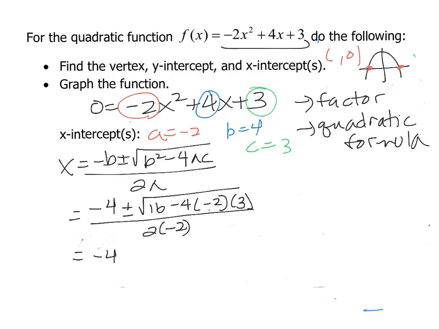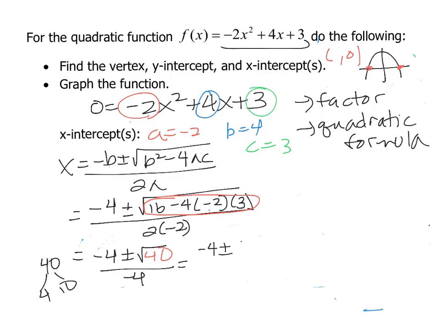So we're going to have negative 4 plus or minus, if you simplify this part underneath the radical, that's called the radicand, that's going to give you 40, over negative 4. And we can actually simplify that. Remember, 40 is 4 times 10, and the square root of 4 is 2. So that's going to be negative 4 plus or minus 2 square roots of 10 over negative 4.